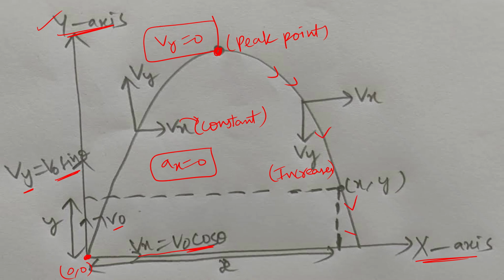Finally, let's look at the position of the projectile at any specific time t. Its location is defined by the coordinates x, y. The horizontal distance it has traveled from the origin is x, and its vertical height above the ground is y. Understanding these components is key to solving all projectile motion problems.